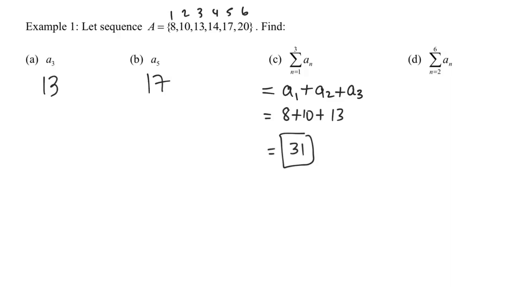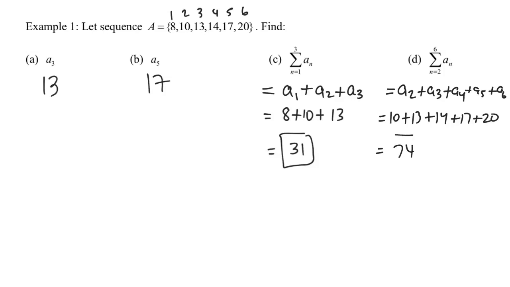Okay, letter D, very similar, and so here we're going to start with n is equal to 2, and so I'm going to have the second term plus a sub 3 plus a sub 4 plus a sub 5 plus a sub 6, and so we know what all of those terms are. 10 plus 13 plus 14 plus 17 plus 20, and just doing some quick mental math that hopefully is correct, I believe you're going to end up there with 74.